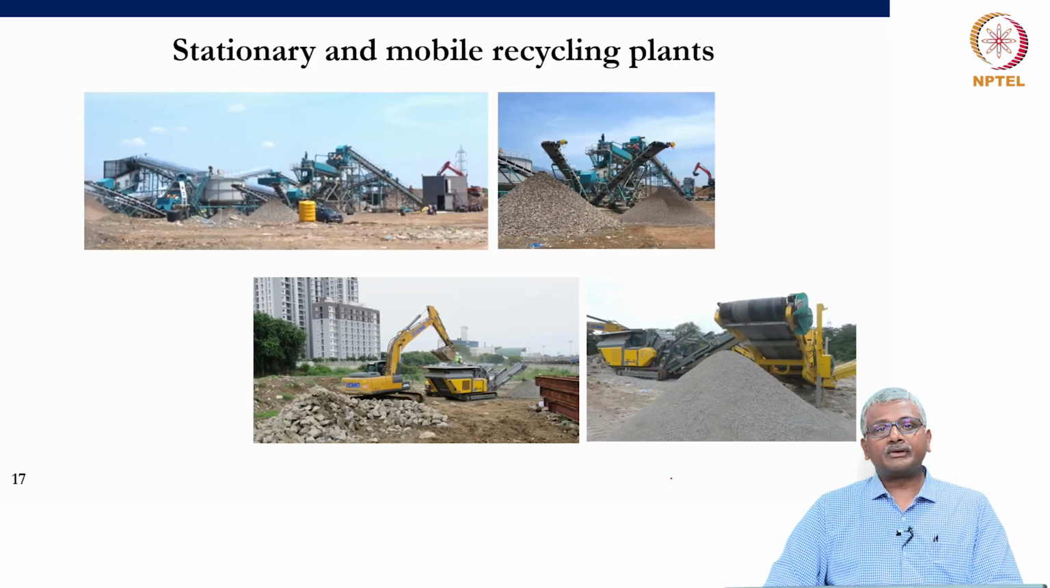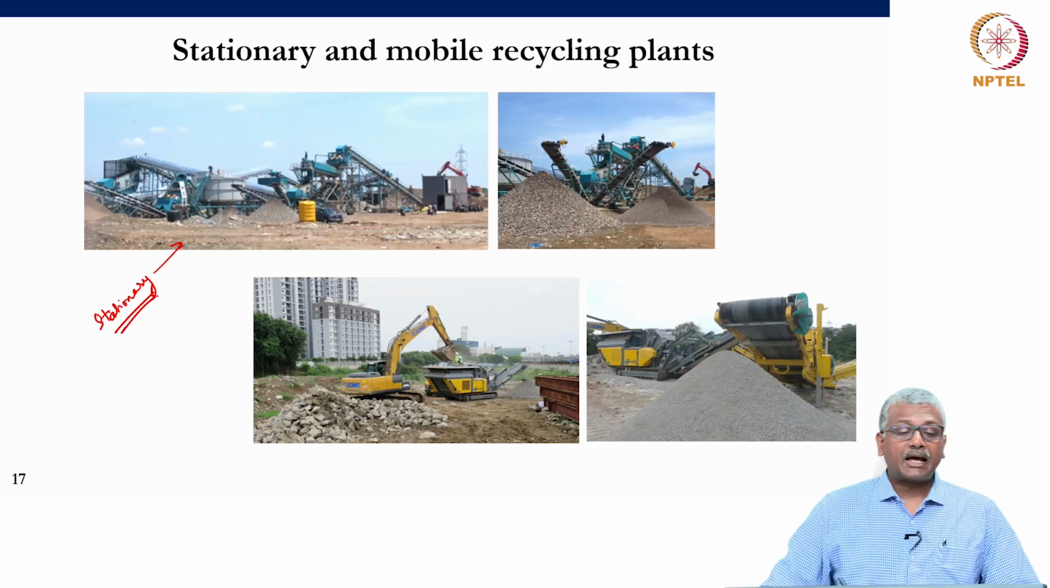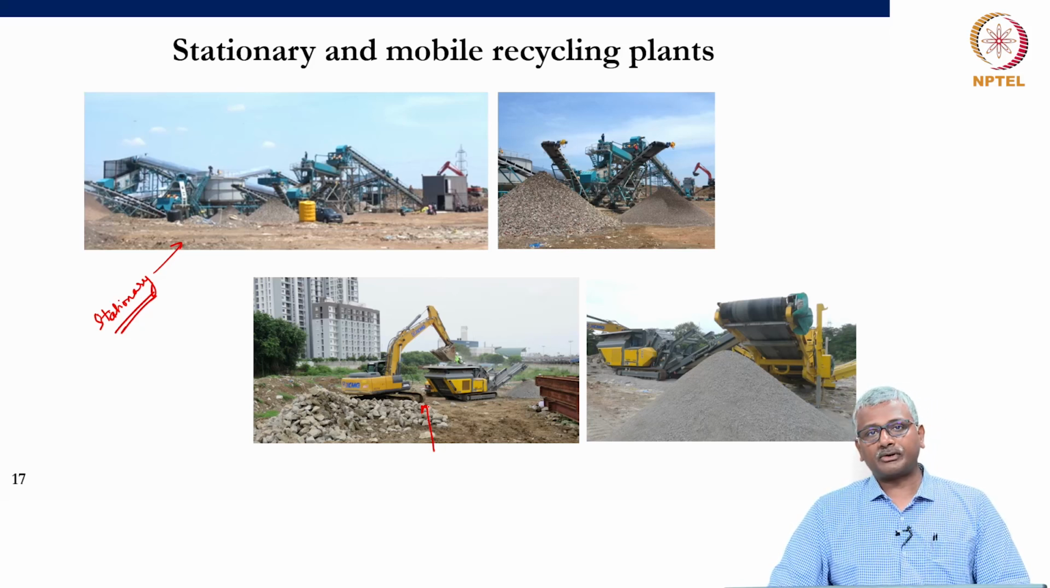So of course, recycling plants could be of 2 types. You have a stationary plant or a mobile plant. As you can see in the top, the stationary plant is shown. As the name implies, the instruments and the equipment are installed in location, right, and it continues to work in the same location. On the other hand, a mobile crusher can go from one place to another and execute the same process. Of course, the capacities are going to be much more limited in the case of a mobile crusher, as you can readily imagine, as compared to a stationary crushing plant.